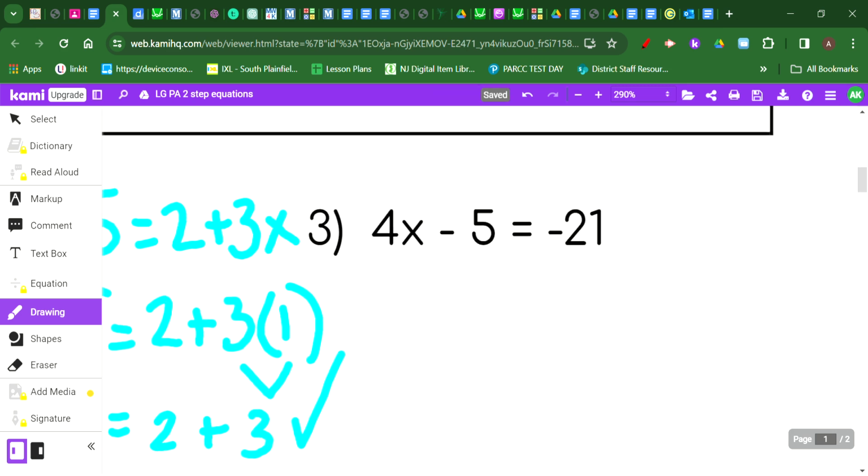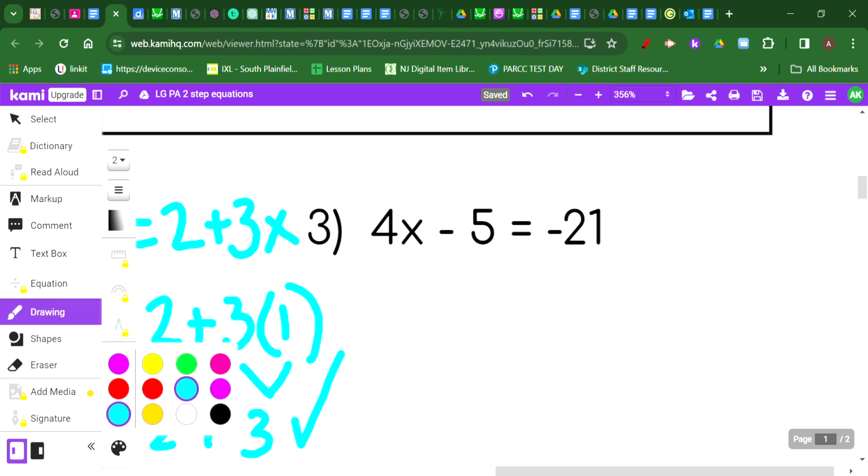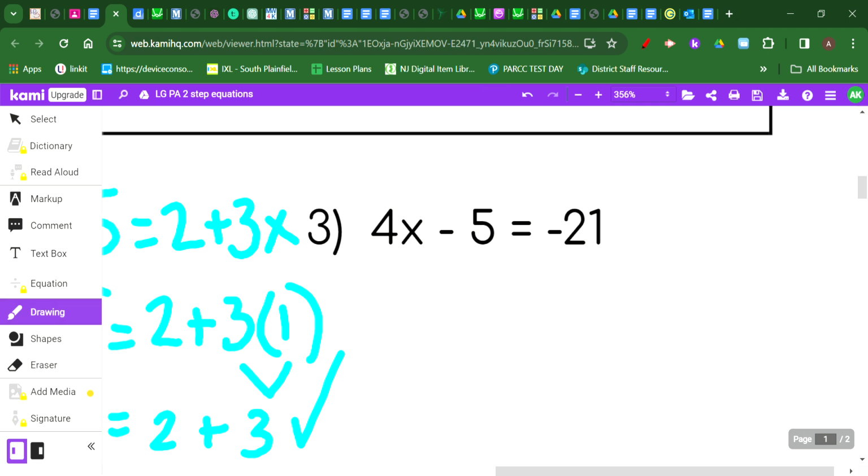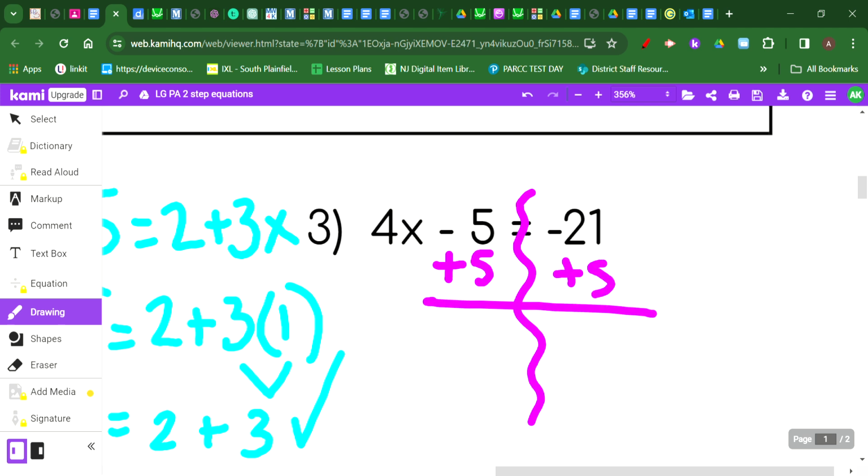All right, number 3, we're going to start solving first using the river. Then we are going to figure out what our constant is. So look at the side where the x is. The constant is minus 5, or negative 5. We're going to do the opposite of that, which is plus 5, or positive 5, on both sides.